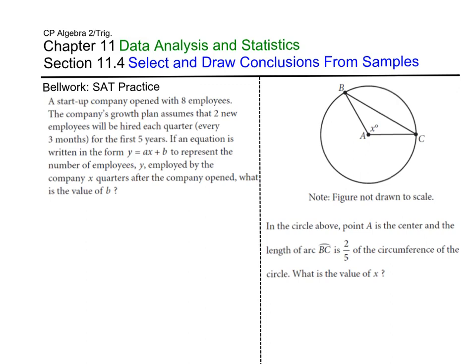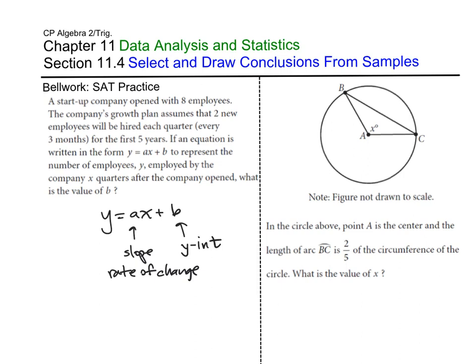So this should look familiar from Algebra 1 and our Algebra 2 class, as that's y equals mx plus b. In that equation, we know certain things. So this is the slope, and we also know this as the y-intercept. Slope can also be referred to as the rate of change, right? So we're talking about this company's rate of change, which is 2 new employees per quarter.